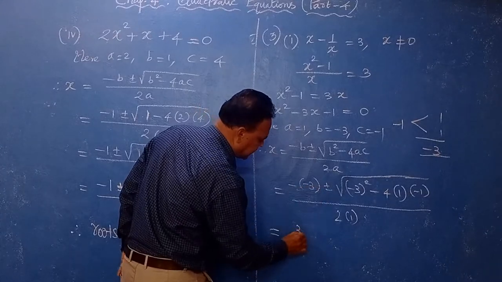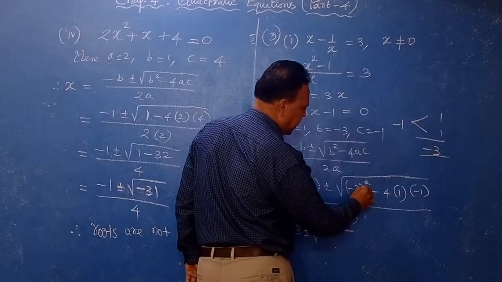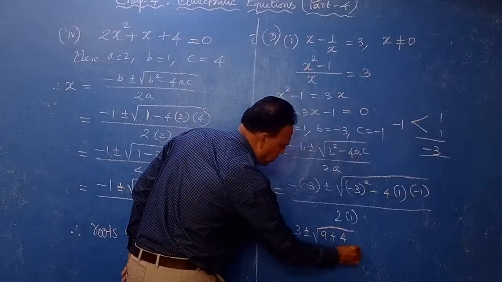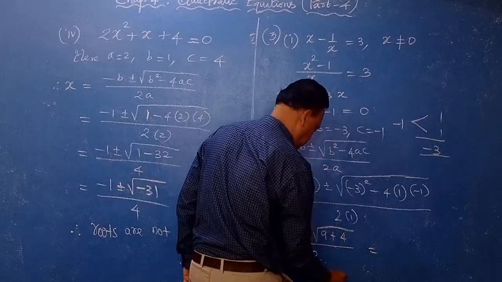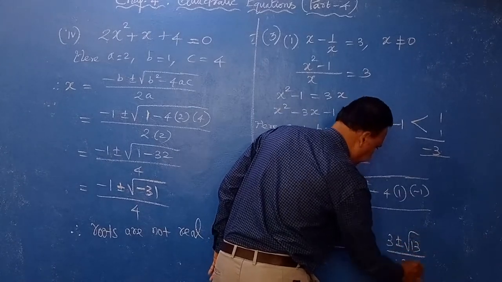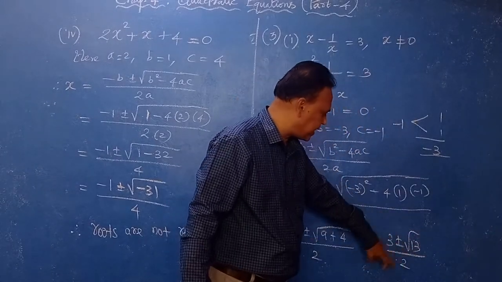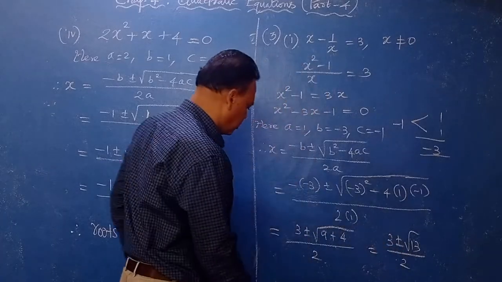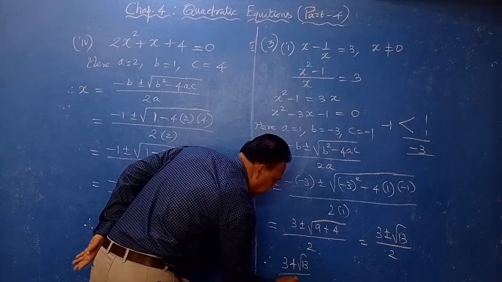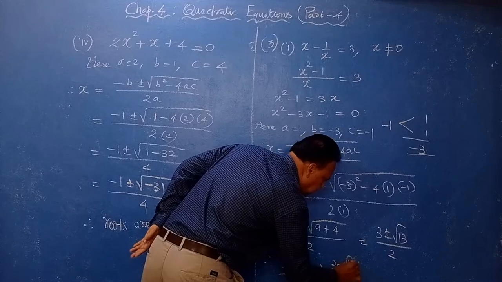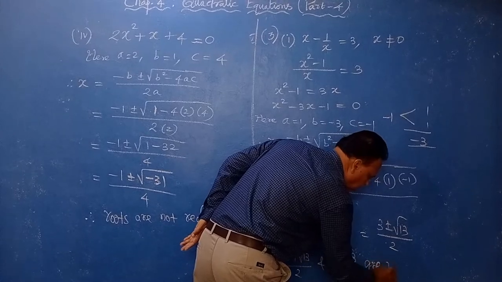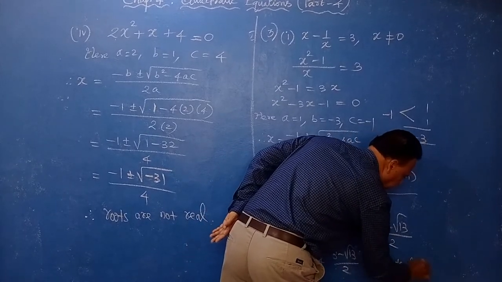So, minus or minus plus, that is 3 plus or minus root over 9 plus 4 by 2, that is equal to 3 plus or minus root 13 by 2. Therefore, one root is (3 plus root 13)/2, another root is (3 minus root 13)/2. Therefore, (3 plus root 13)/2 and (3 minus root 13)/2 are roots of the given quadratic equation.